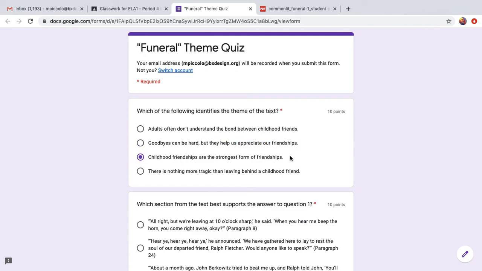Childhood friendships are the strongest forms of friendships. This also may be true. This may be a good one. But I don't know if the story necessarily deals with that message so much, right? Because they don't compare it to anything. They don't compare these childhood friendships to any of Ralph's later friendships. So we don't know if they're the strongest or not, right? We know that they create a lot of memories. We know that they were strong friendships, but we don't really compare it to anything. So we don't know if this is the strongest.